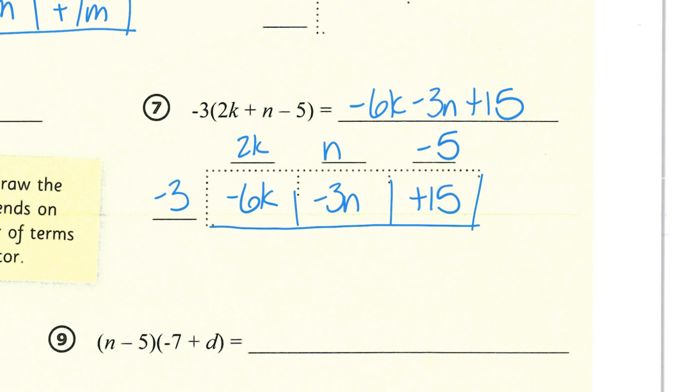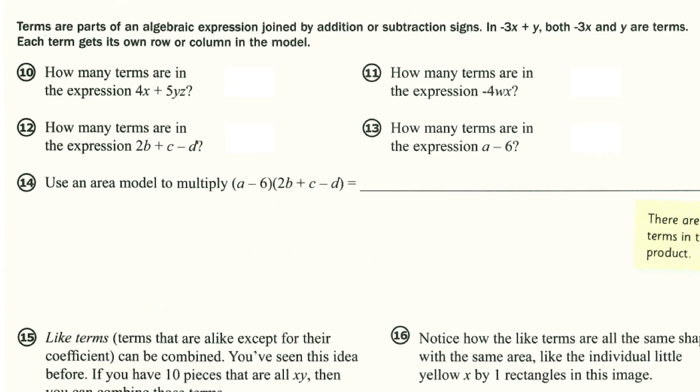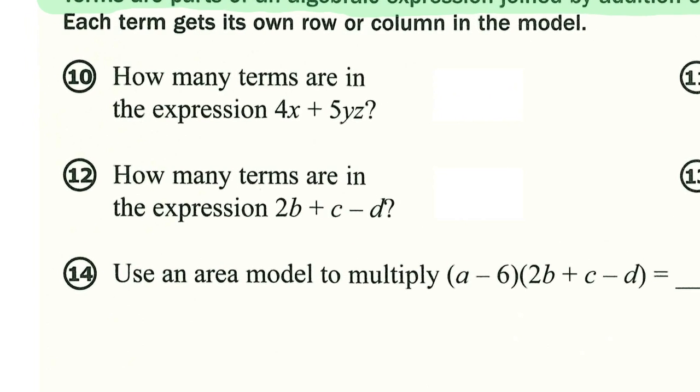On the next page, I introduced some vocabulary at the top, so I want you to highlight or underline this. Terms are part of an algebraic expression joined by addition or subtraction signs. And then they give you an example. In negative 3x plus y, the negative 3x and the y are terms. So number 10, how many terms are in the expression 4x plus 5yz? This is a term and this is a term, so there are 2 total terms.